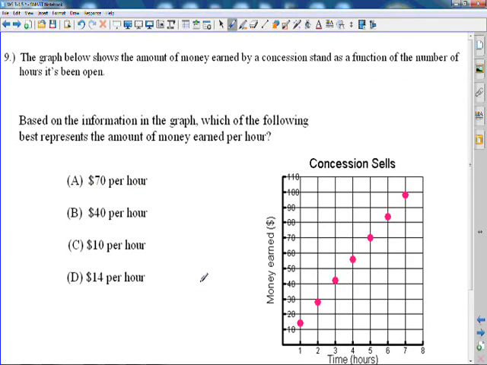Here's the next one. The graph below shows the money earned by a concession stand as a function of the number of hours it's been open. Based on the information on the graph, which of the following best represents the amount of money earned per hour?